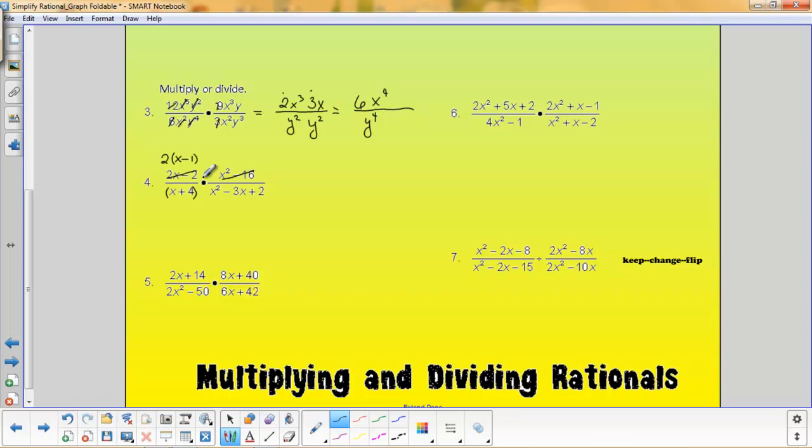The most used factoring trick, the difference of squares. X minus 4, x plus 4. Please be able to recognize that. That'll be the one that you see the most often. This simplifies down to x minus 1 and x minus 2.